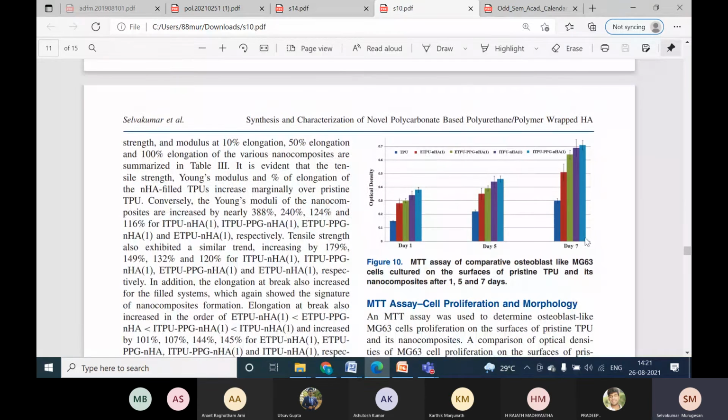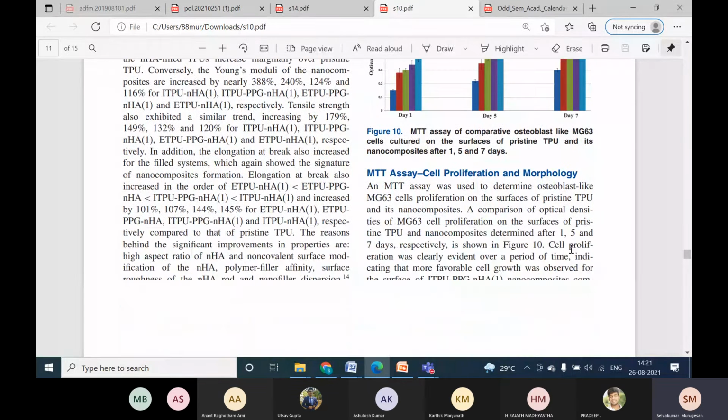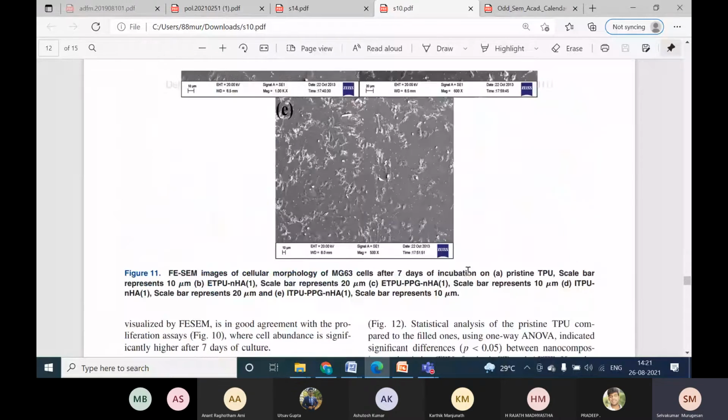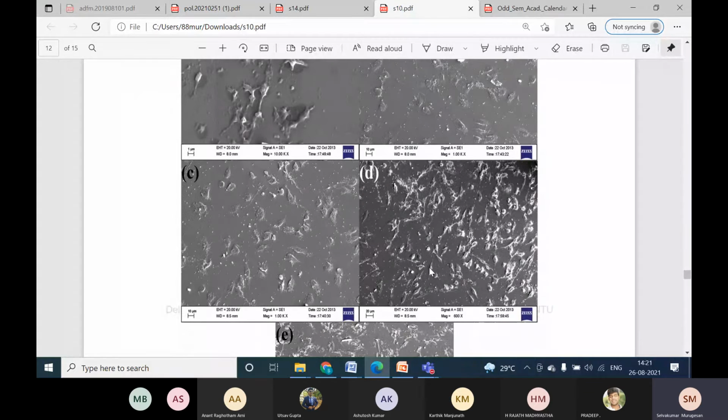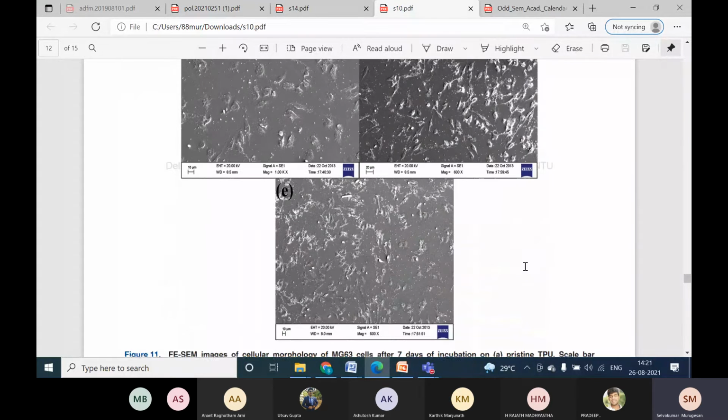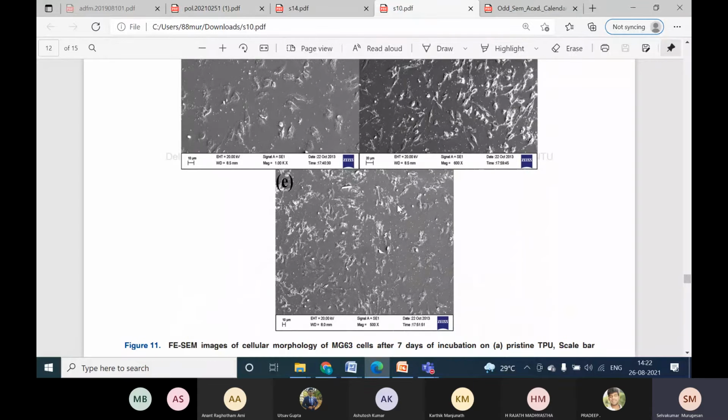So this is a quantitative determination of how many cells proliferated over a period of time. You can see here, from day 1 to day 7, the cell count gets pretty high, and they interact well with the matrix. Yeah, so this is some of the macroscopic structure from the cell culture results. You can see here, once the days go to 7, how many cells have proliferated on the surface of the samples.